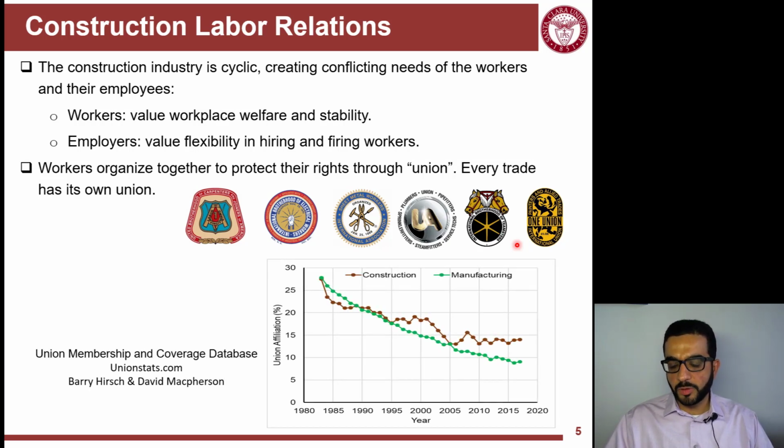Union membership has been declining since the middle of last century. Construction is a little better than other private industries, but still it's pretty low, between 12 to 16%. There are many social and economic reasons for that, so we'll not go into this, but you now know that 14 to 16% of workers in the construction industry are represented by unions, the rest are not.